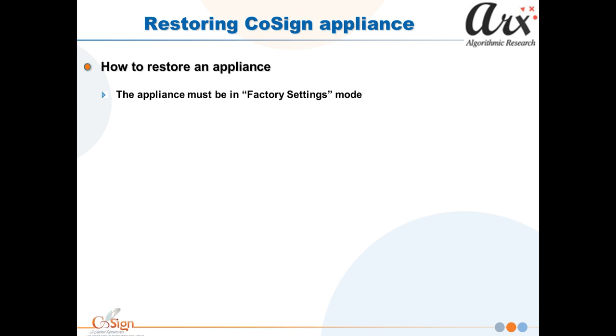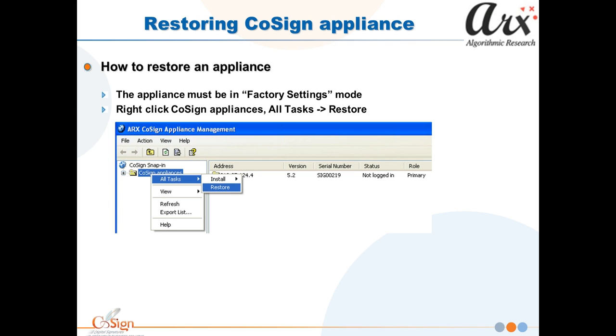This means that if you have a current appliance, you would have to serial connect to the appliance and essentially wipe the database of the appliance. Or if it's a new appliance shipped to you, it should be in factory settings mode, but you'd have to check. And typically an ARX support representative would assist you in checking to make sure that it is in factory settings mode. Next, you would right-click on CoSign Appliances.